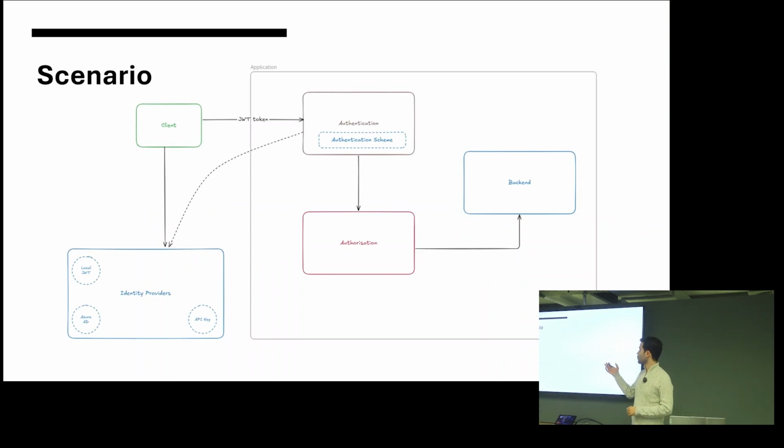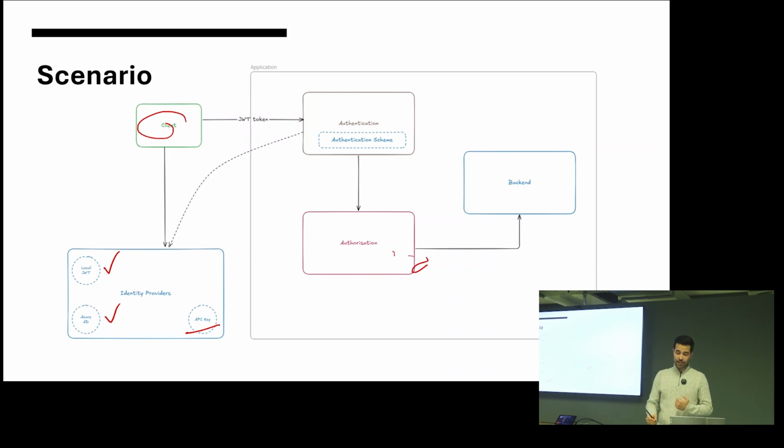This is the scenario you all have in your applications. Suppose that our client sees a login page. The user has the ability to select to enter the password itself, or use Azure Active Directory to log into the application, or use the API key you have defined. So the user can select any of these identity providers.